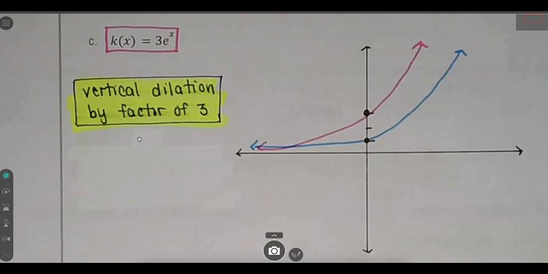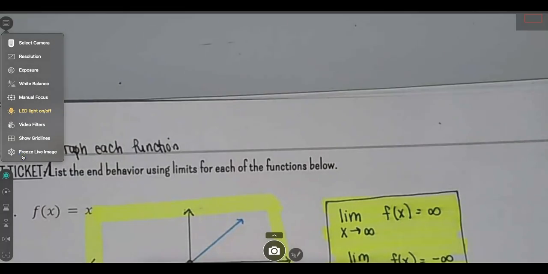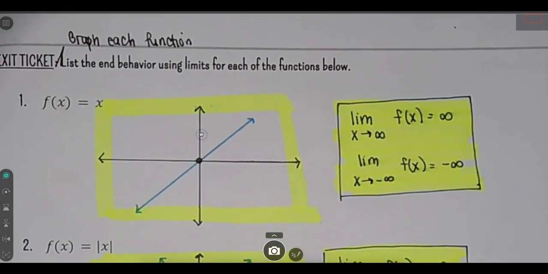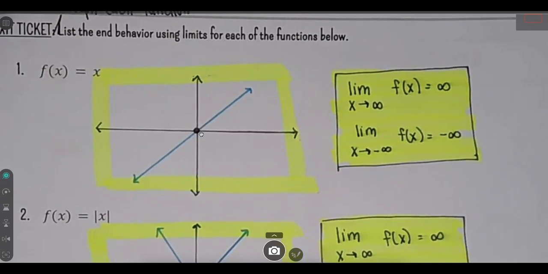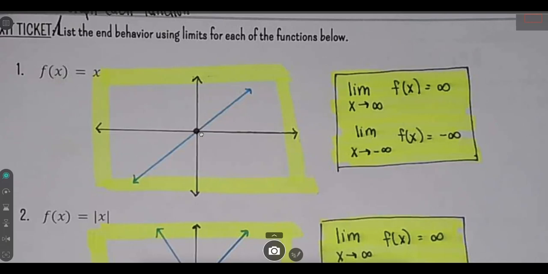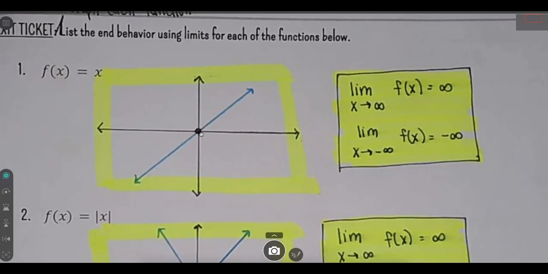So the exit ticket is meant to be a review of the basic graphs. Ideally, you would solve this without a calculator. Can I turn the page? Does anyone need a few more seconds? It's okay if you do. Just let me know. So what they want you to do here is they want you to graph each function and give the end behavior. So in each case, the end behavior is either going to be infinity, negative infinity. I think there's one where the limit doesn't exist.